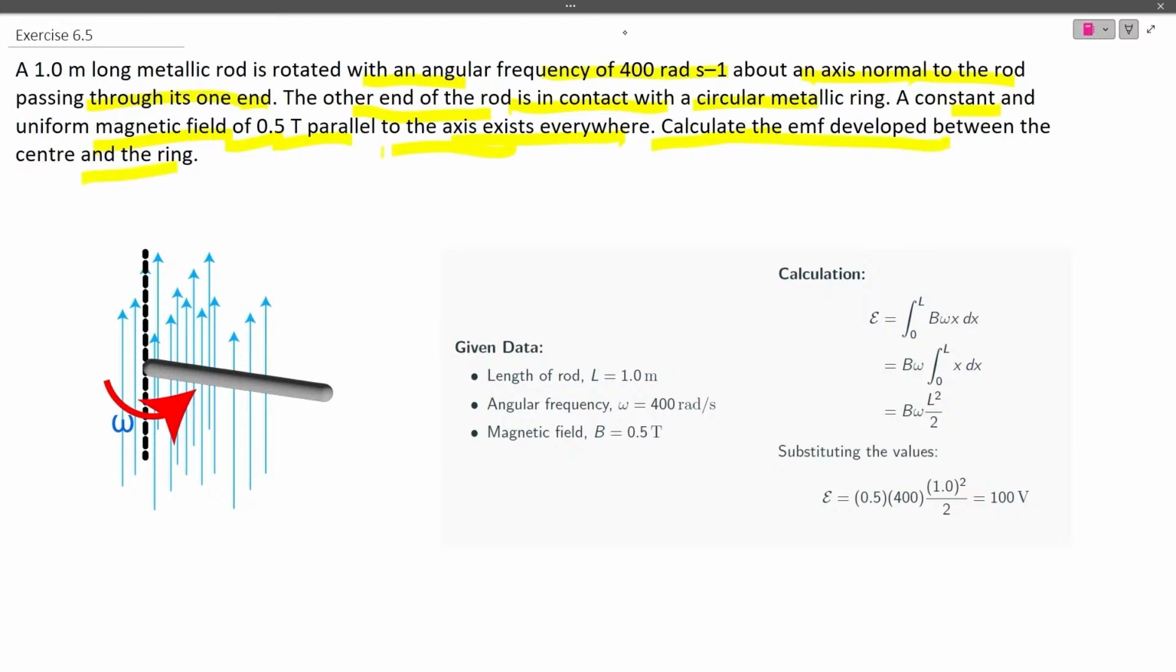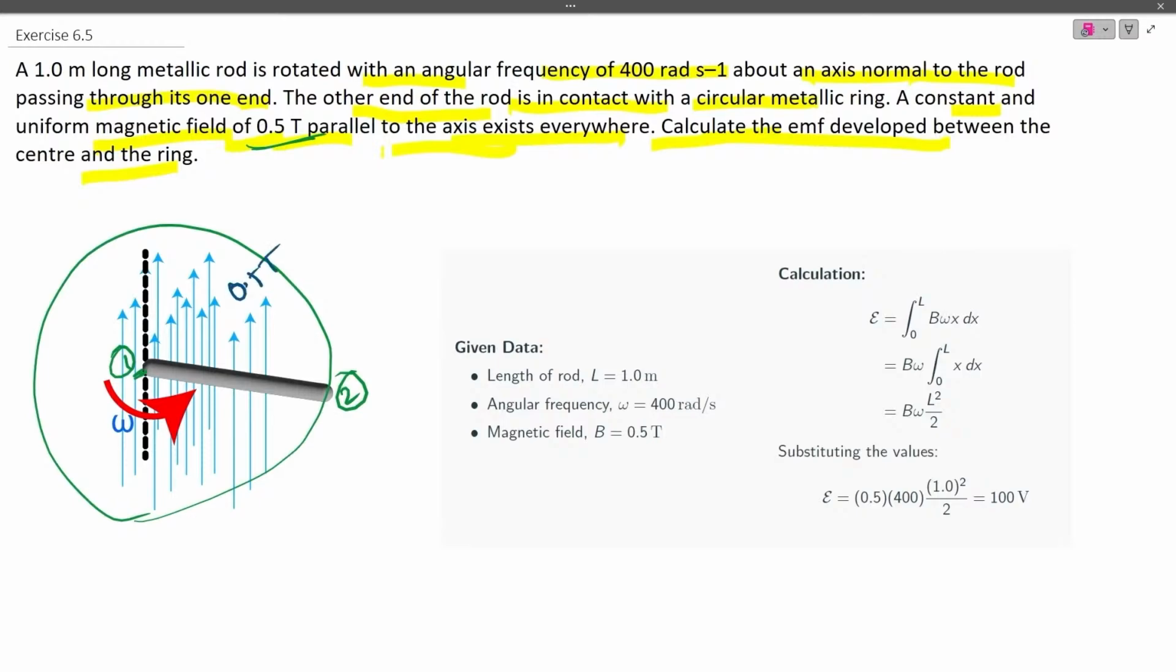Now there is a rod which is rotating about one of its ends, and the other end is in contact with the ring, which has not been drawn in the picture. So we have to calculate the EMF generated between this point and this point, 1 and 2. Under the given conditions, there is a magnetic field parallel to the axis of rotation of the rod of magnitude 0.5 Tesla, and omega is 400 radians per second. That has been given in the question.